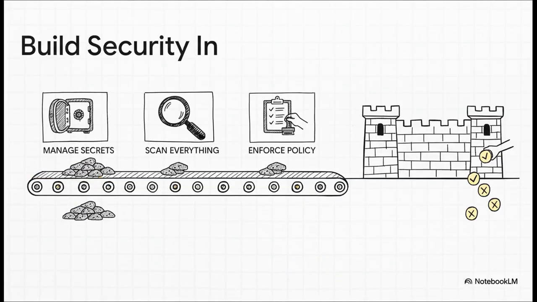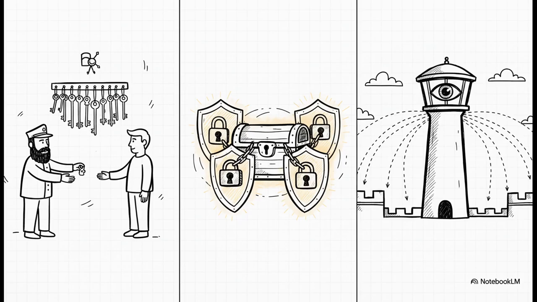And this is where security gets really powerful. You can literally automate security right into your development pipeline. You can automatically scan every piece of code for vulnerabilities before it even gets close to production. It's just like inspecting every single stone for cracks before you place it in the fortress wall. It's a game changer.